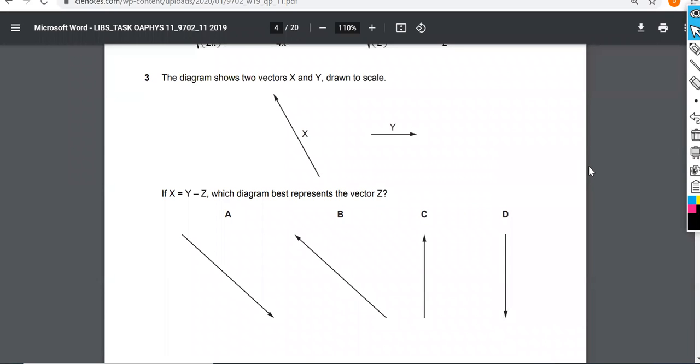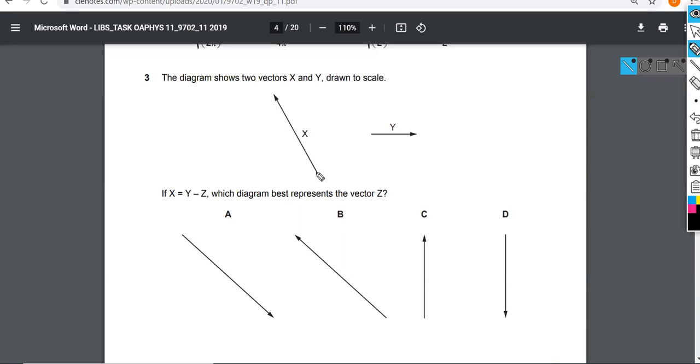All right, this question deals with vector addition and vector subtraction, really, because when we read it, it says if x is equal to y minus z, which diagram best represents the vector z? So it shows us first the diagram, two vectors, x and y, and they are drawn to scale. So x is a vector that points up and to the left, and y is a vector that points to the right. Remember, these could represent forces, momentum, displacement, lots of different things.